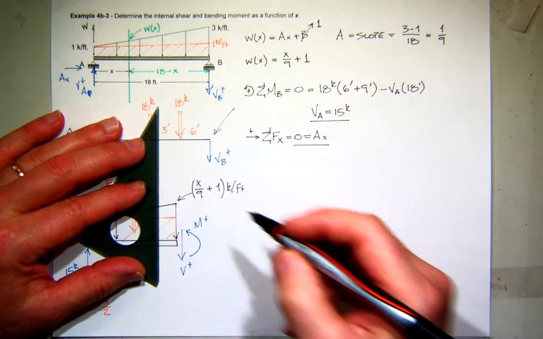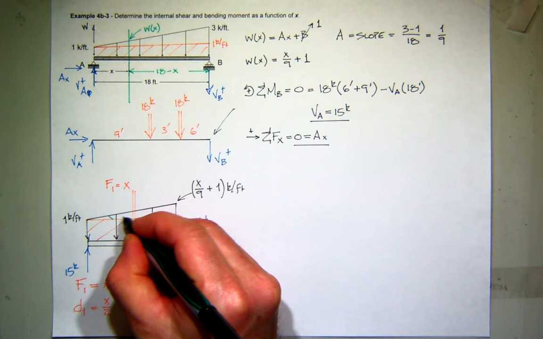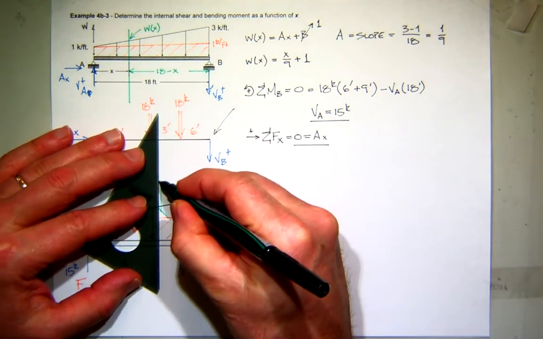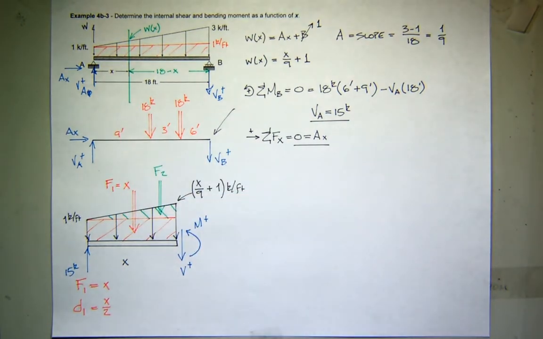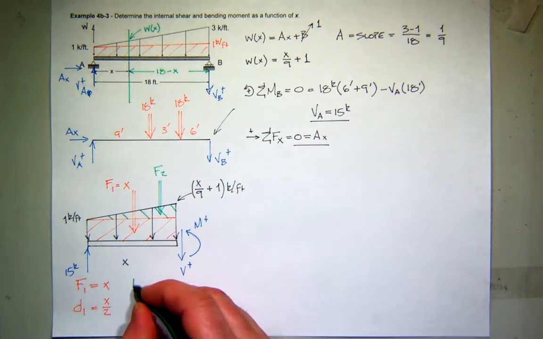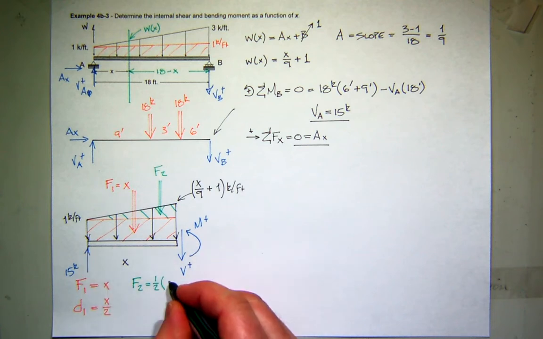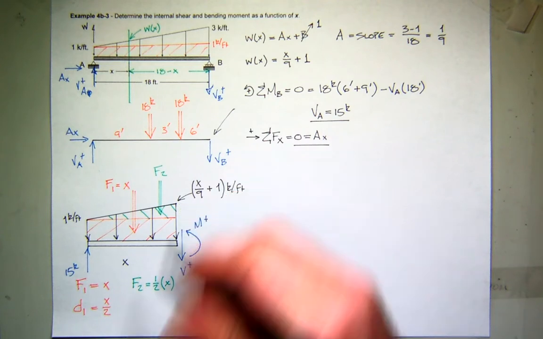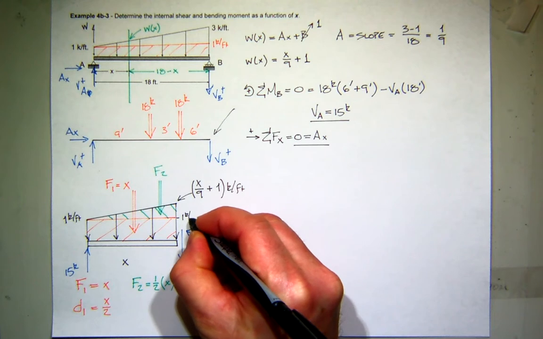Now the second part, maybe I'll do it in a different color so you can see the difference. This green part here, that triangular section creates a different force. I'll call that F2. Now what is the area of a triangle? 1/2 base times height. So F2 is going to be 1/2. The base is x. What's the height of this little triangle right here? x over 9 plus 1. Yeah, because remember this point right here is 1 kip per foot.